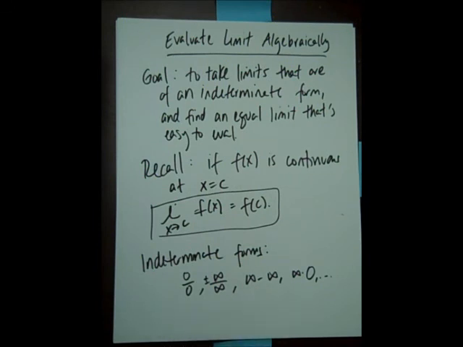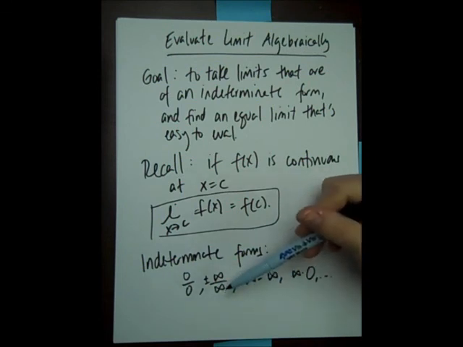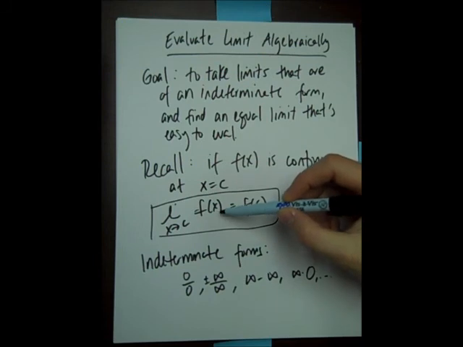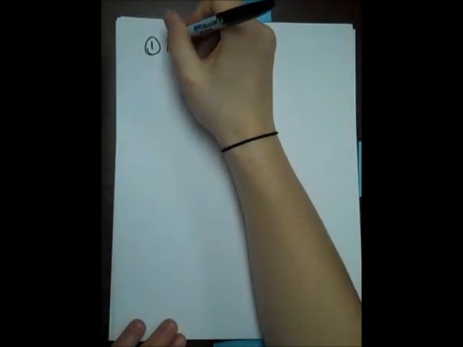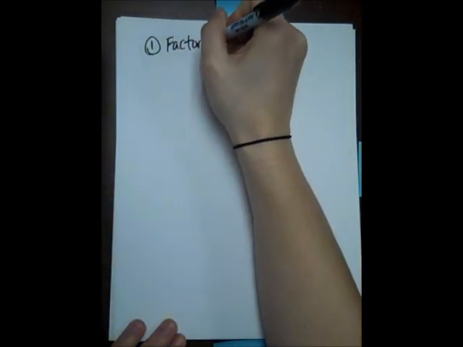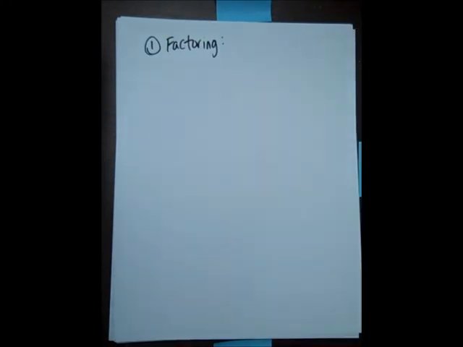So if I have these indeterminate forms, I can look at one of the 4 ways that we're going to go through to evaluate the limit. So again, our goal here is to take a limit that's indeterminate, meaning I can't just plug in my c value, and I'm going to do something algebraically to it so that I get a different function where I can just plug in. So there are 4 ways that we're going to do this. First way is factoring. Factoring typically is going to be dealing with polynomials.